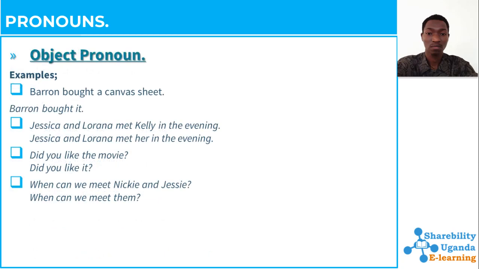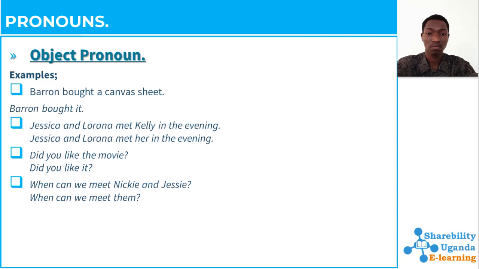And then we have object pronouns. Object pronouns are words that are used to substitute nouns that play the role of the object in the sentence. The examples listed below are some of the examples of object pronouns used in sentences. Like for example, Baron bought a canvas sheet. Baron bought it. The object here is a canvas sheet and it can be substituted by the object pronoun it.